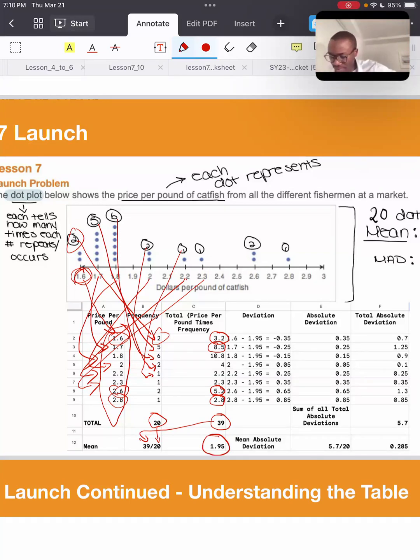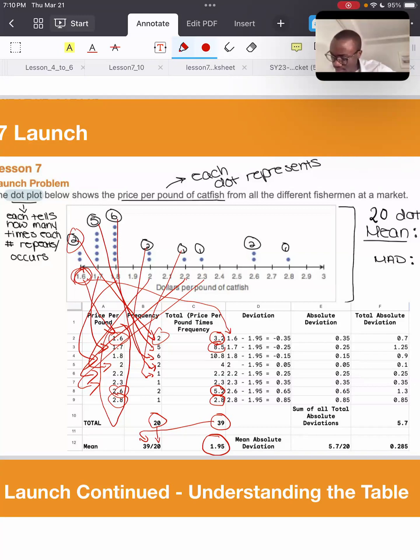Now that I've found the mean, I need to find the deviation. Again, as I had said, this is the difference between a given data point and the mean. Starting with this first data point, 1.6, I subtract the mean, and I get negative 0.35. Again, I subtract the mean from the second data point, which is 1.7. So 1.7 minus 1.95, I get negative 0.25. I continue doing that for every single data point on this graph.